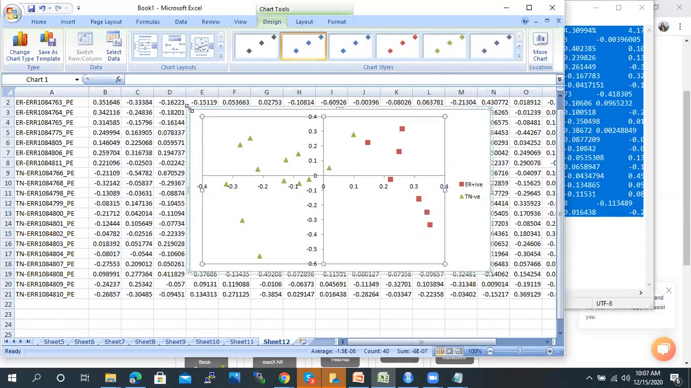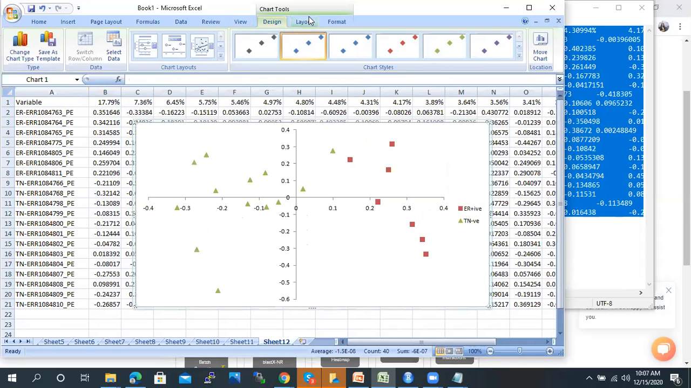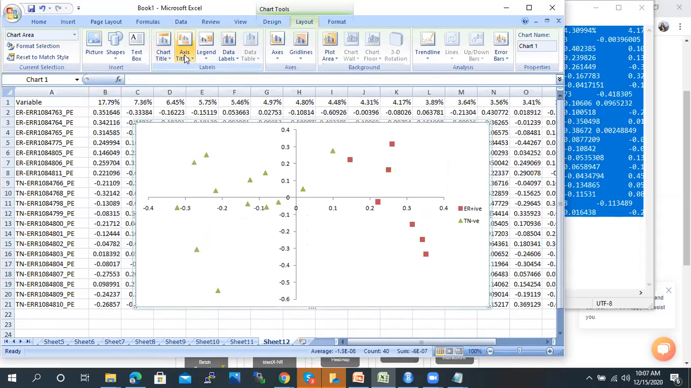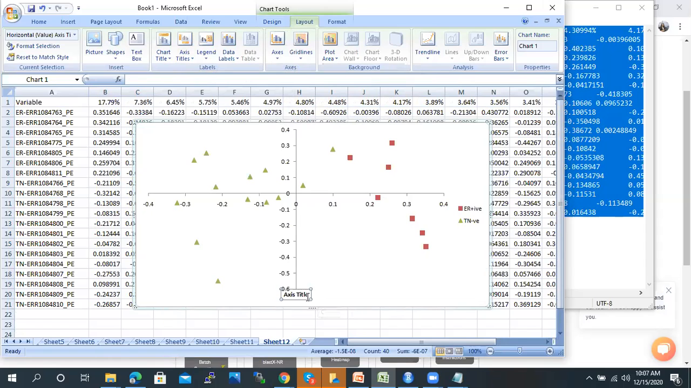Now you can clearly visualize it. We can also define our x-axis and y-axis. Just go to the layout and define axis titles, primary horizontal. So what is our x-axis? That is PC component 1, PC1. How much variance does it represent? That is 17.79. So the first PC component represents nearly 18% variance in the data.